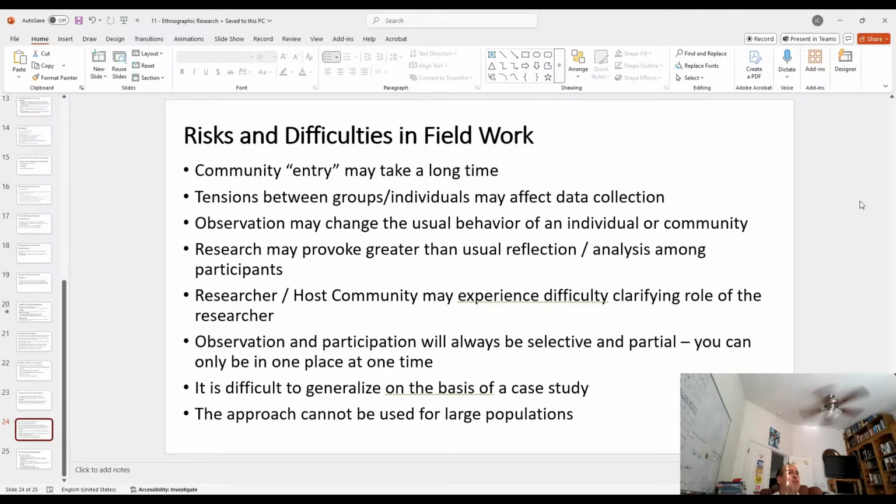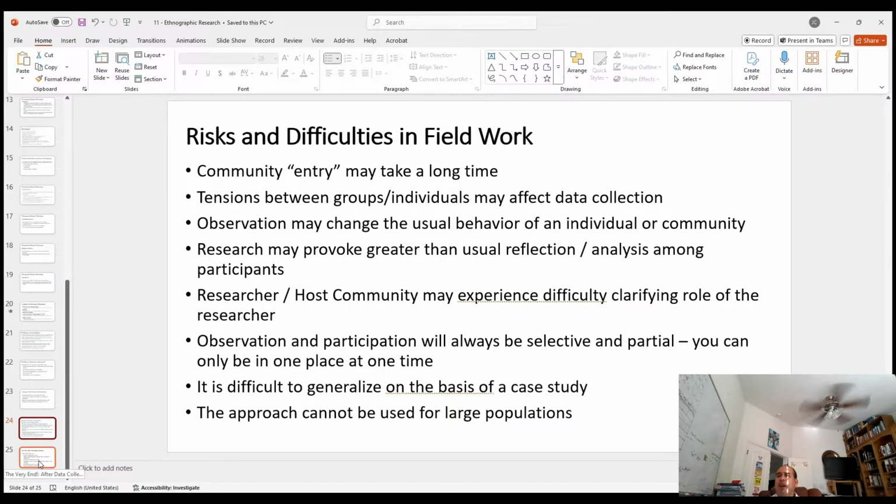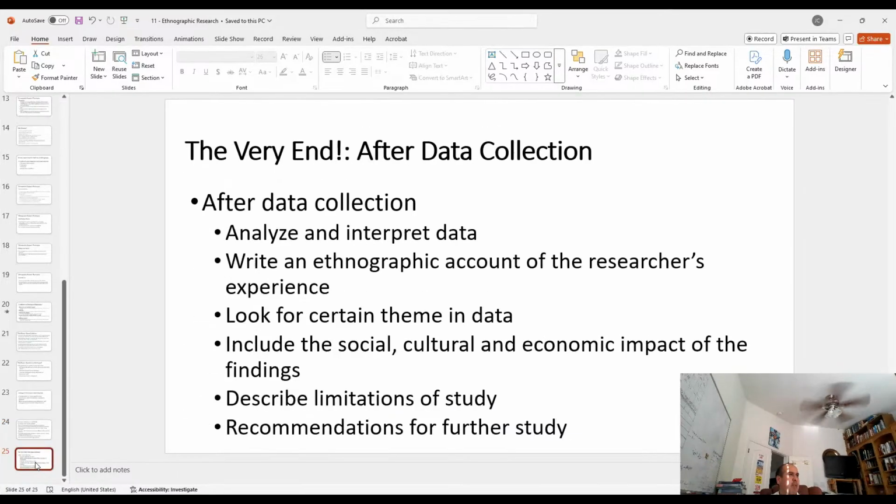Observations and participation will always be selective and partial, and you can only be in one place at one time. It's difficult to generalize on the basis of a case study. Generally, again, in qualitative research, you don't want to generalize. Generalization is not the purpose of qualitative research. Transferability is the purpose. Generalization is the purpose of quantitative research. Okay. And the approach cannot be used for larger populations. You generally need smaller populations. If you want to study larger populations, then you need to do a quantitative method.